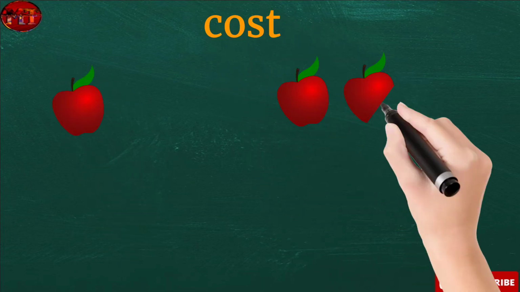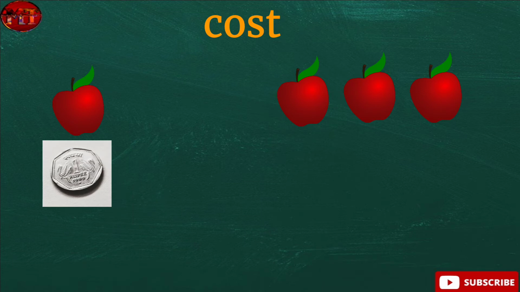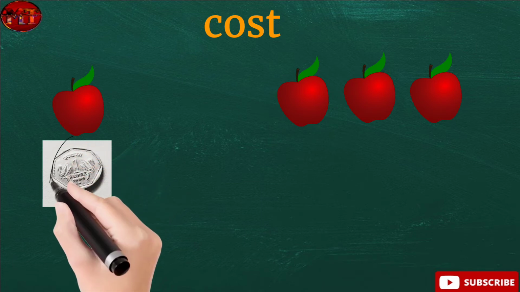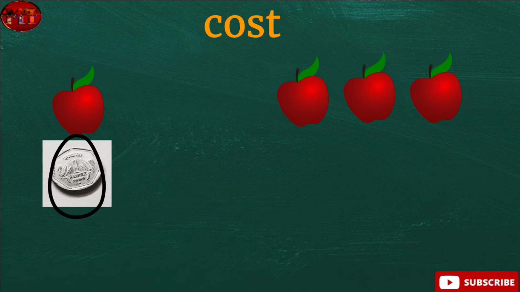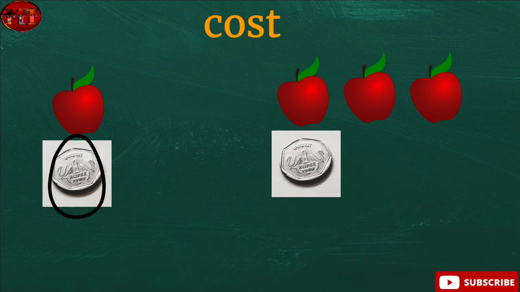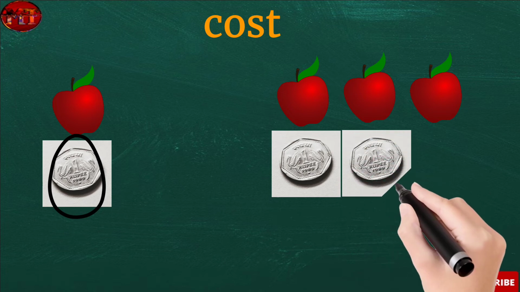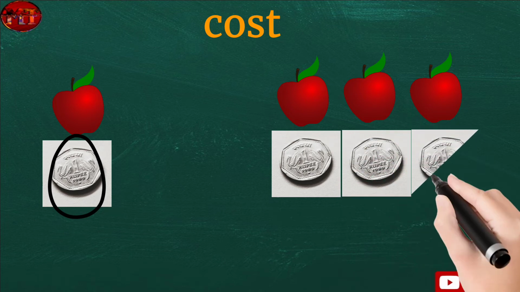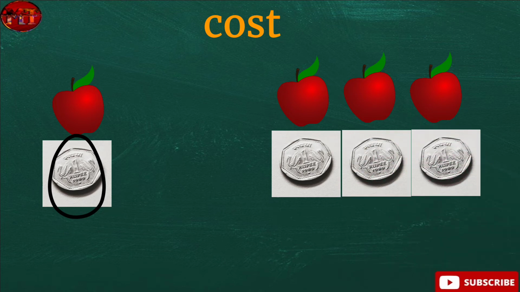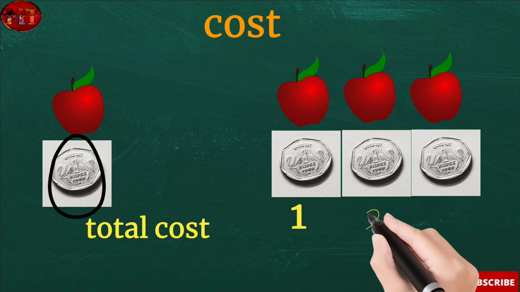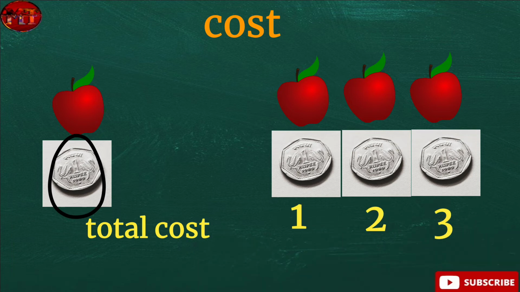Cost. One apple, 1 rupee. So, 3 apples, 1 rupee, 1 rupee, 1 rupee. Total cost, 1, 2, 3. 3 rupees.